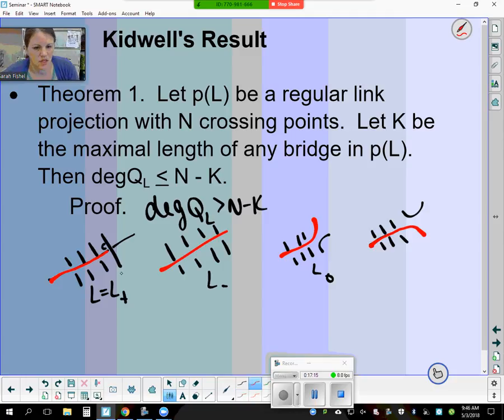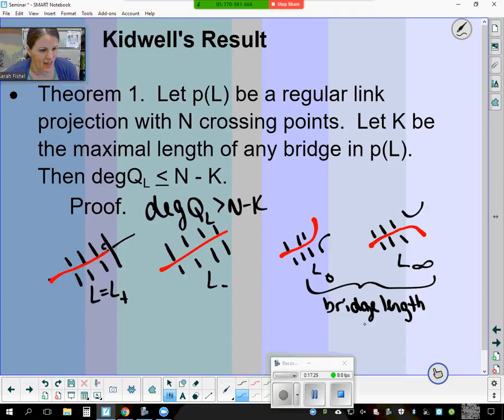Okay, so we can see that these two crossings have a bridge length of K or more. If our original bridge length was K, we still have all of those crossings. We still have each of those going over, so our bridge length would be at least K, but it's certainly possible that we could have more crossings coming off of here, so it could be more than K. Same thing here, there could be more crossings happening over here, so it could be greater than K.